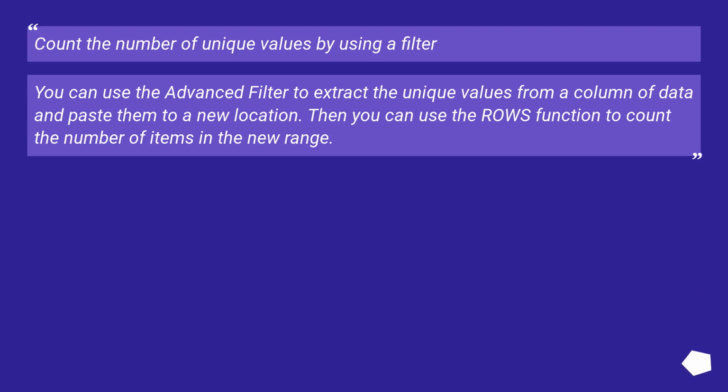Count the number of unique values by using a filter. You can use the advanced filter to extract the unique values from a column of data and paste them to a new location. Then you can use the rows function to count the number of items in the new range.